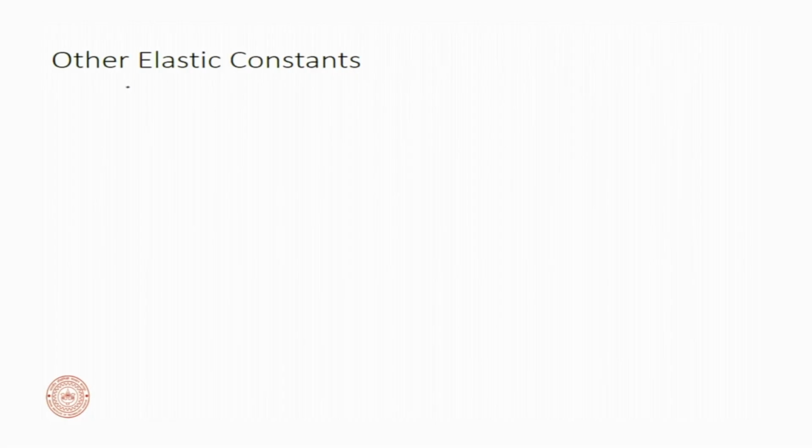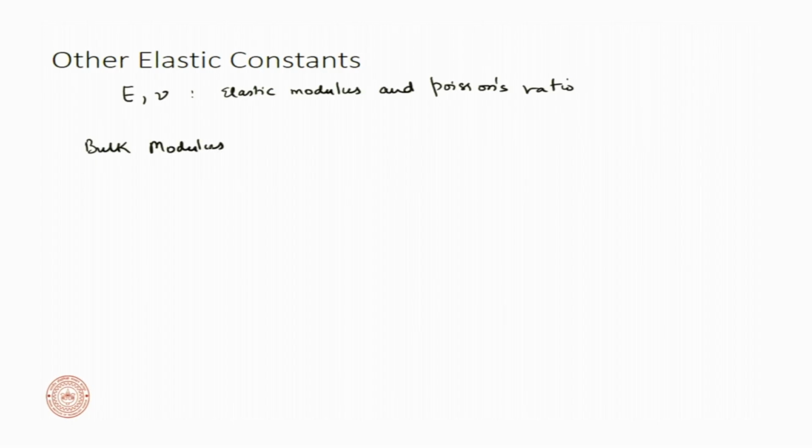So far we have been introduced to two constants, E and nu. These are the only two constants in the case of an isotropic linear elastic body. Where E is the elastic modulus and nu is the Poisson's ratio. Using these two values, we can find out some other material properties. For example, the bulk modulus K is equal to E over 3(1 minus 2nu). It relates the bulk and the hydrostatic stress to the volumetric strain.